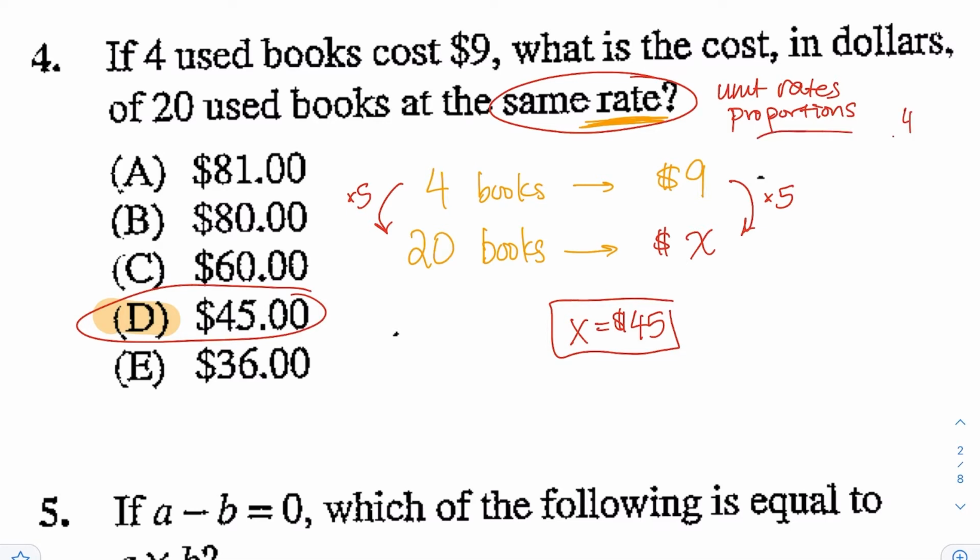You can also solve this using a proportion. That would be 4 over 20 is equal to 9 over X. And that allows you to cross multiply to get 4X equals 20 times 9. And then you could just divide both sides by 4. And once you do that, 20 and 4 cross cancels. You get 5 and 1. And 5 times 9 is the same, 45.